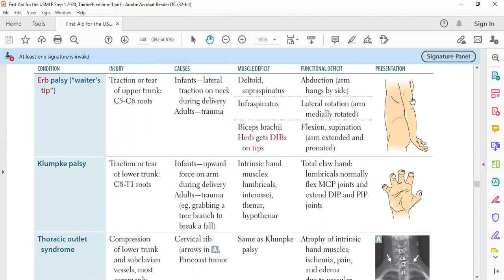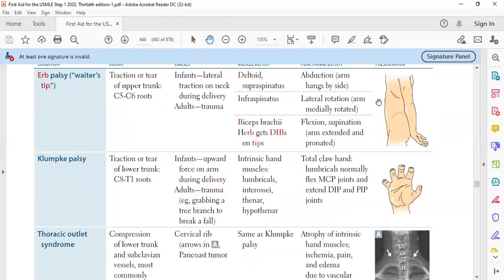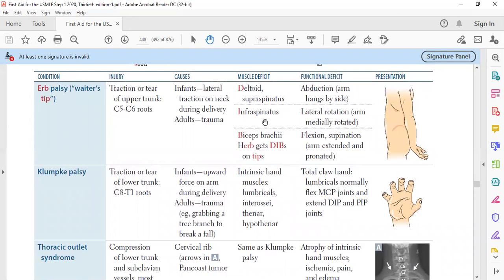You can see Erb's palsy. It is a kind of waiter's tip, because the person can't bring the hand towards the front. It is on his back, as if he is asking for a tip. So in Erb's palsy we have the deltoid, supraspinatus, infraspinatus, and biceps brachii. If there is deltoid and supraspinatus involvement, there is loss of abduction. The functional deficit is that the person can't abduct the arm. Then the arm is medially rotated.